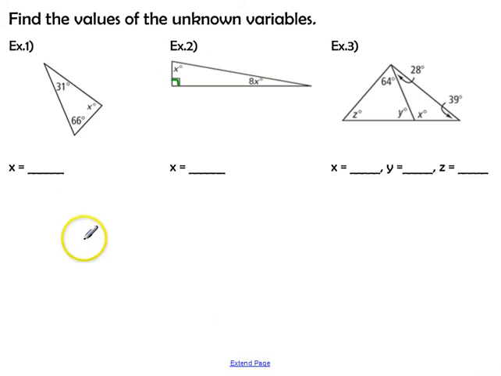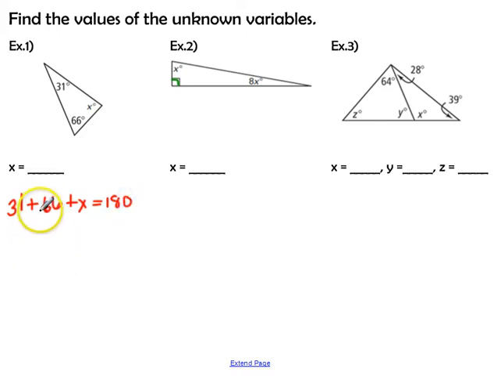Now let's work through a few examples using the triangle angle sum theorem we just talked about. So it tells us that the three angles of a triangle have to add up to 180. So here we have one angle that's 31, another one that's 66, and another one labeled x. And we know that all three of them have to add up to 180.